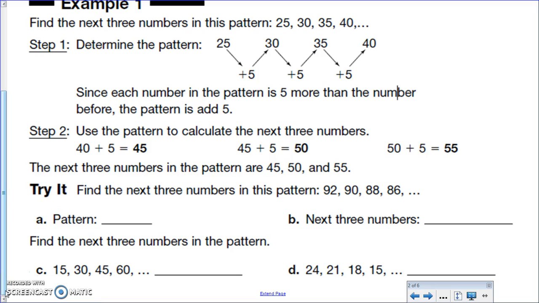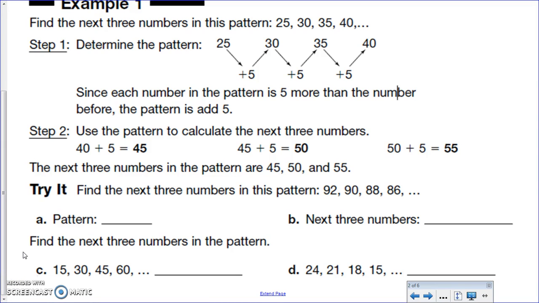And you do need to check all the way through the numbers they give you because sometimes they mix up the pattern as they're going. Step 2, use the pattern to calculate the next three numbers. So 40 plus 5 is 45, 45 plus 5 is 50, and 50 plus 5 is 55. So the next three numbers in the pattern are 45, 50, and 55.